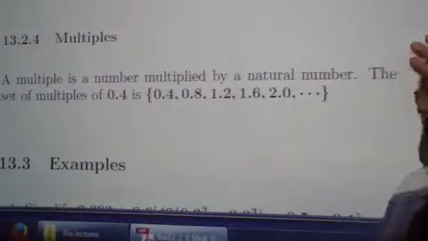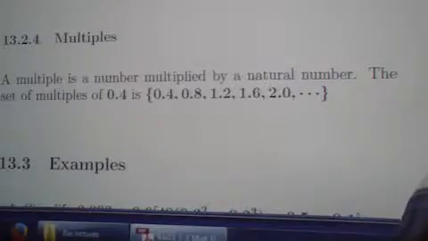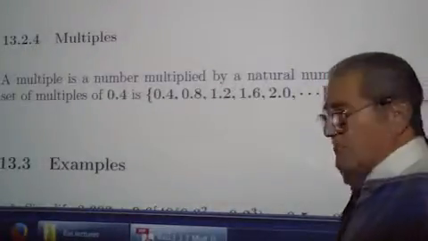And then, let me see how much time I have. Oh, I still have time before my next class.